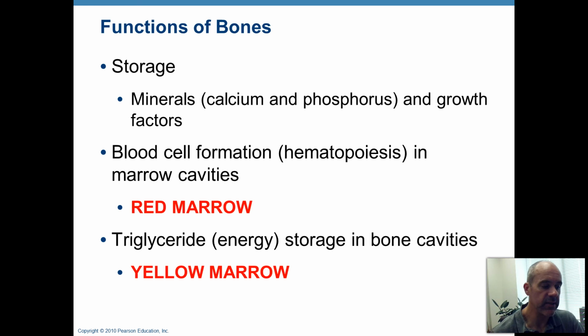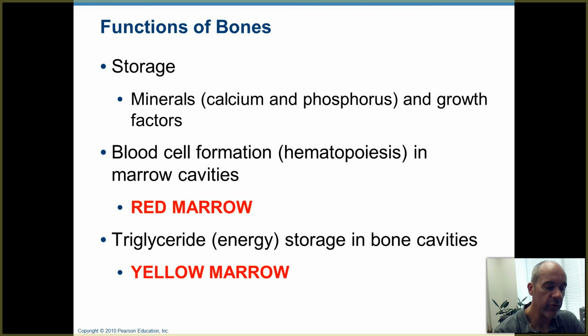Some additional functions, as I mentioned earlier: storage of important minerals, especially calcium. That's going to be the big one that we talk about here in Unit 3. Phosphorus is also stored in the bones. The hard consistency of your bones actually comes from salts formed from calcium ions and phosphate ions, and another type of ion called a hydroxyl ion, and we'll talk a little bit more about that shortly as well.